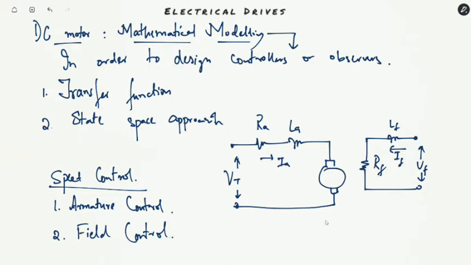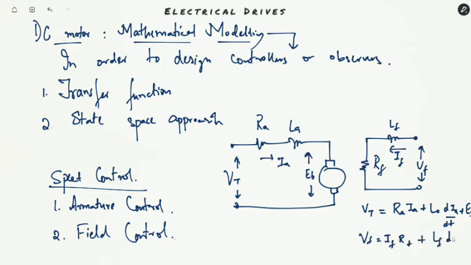Now, for this machine, the electrical equations can be put as Vt is equal to Ra Ia plus La dIa by dt plus the back EMF Eb. Whereas for the field circuit, we'll be having Vf is equal to If Rf plus Lf dIf by dt. These are the electrical equations representing this system.